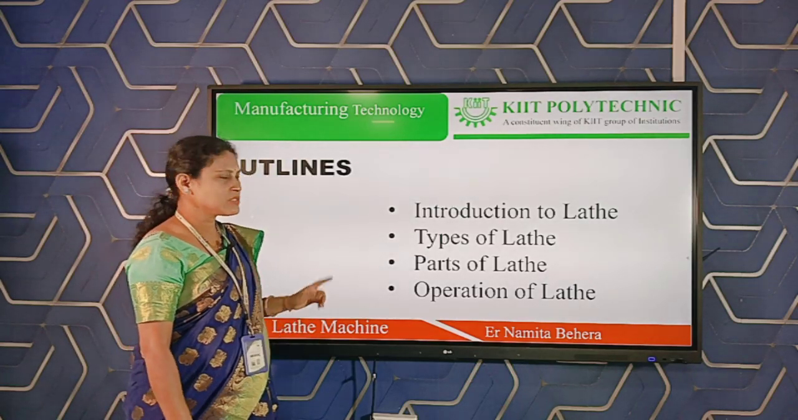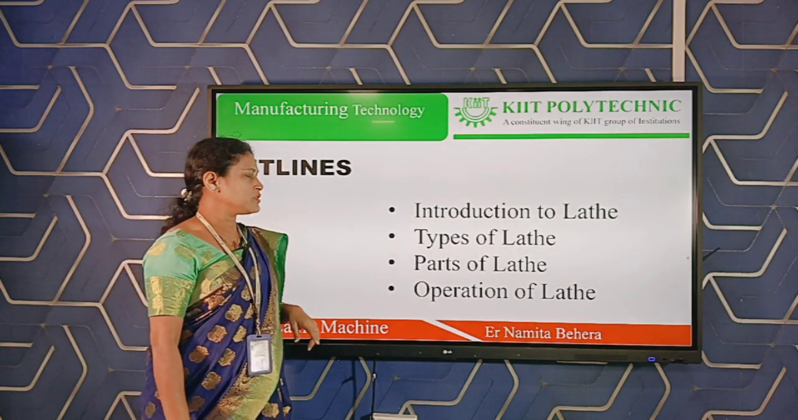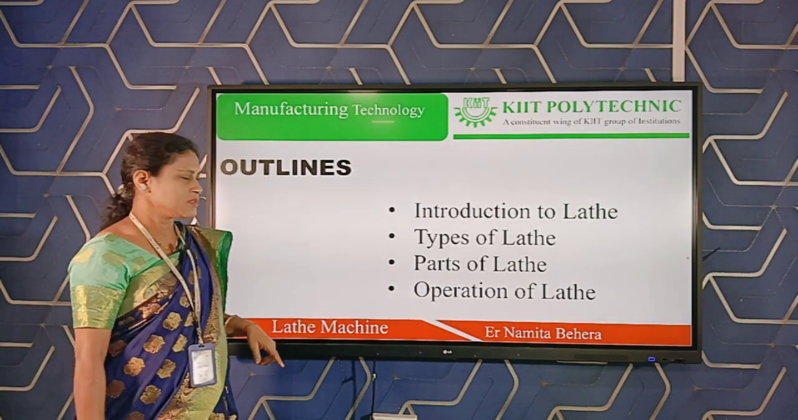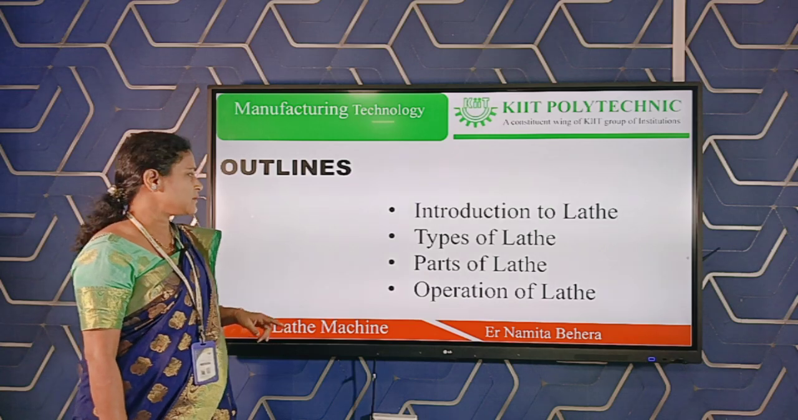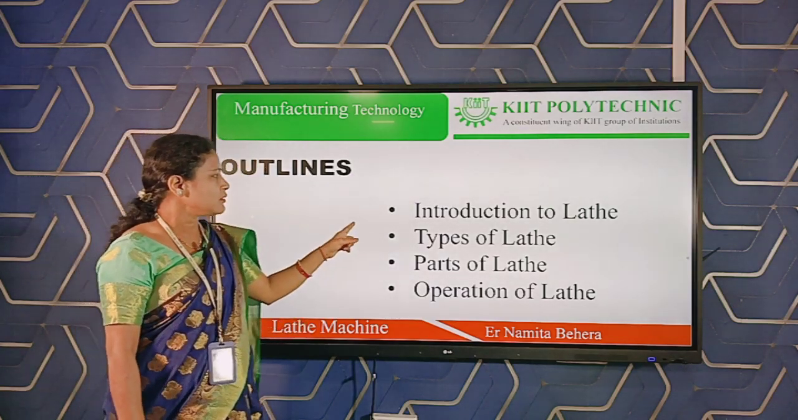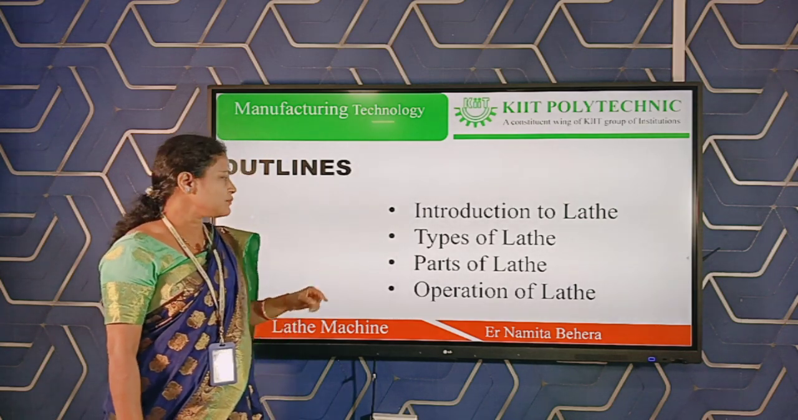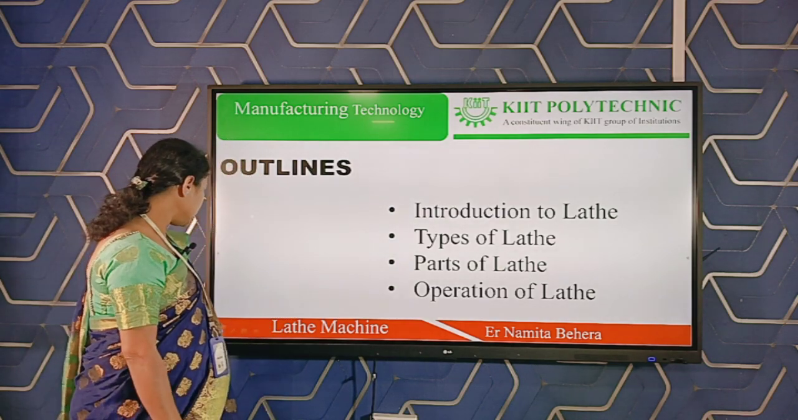This is your fourth semester subject paper, manufacturing technology. In that paper there is a topic, lathe machines. So we are going to discuss the lathe machines. These are the outlines of lathe machines. First of all, we have discussed the introduction to lathe machines, types of lathe machines, parts of lathe machines, and operations of lathe machines.